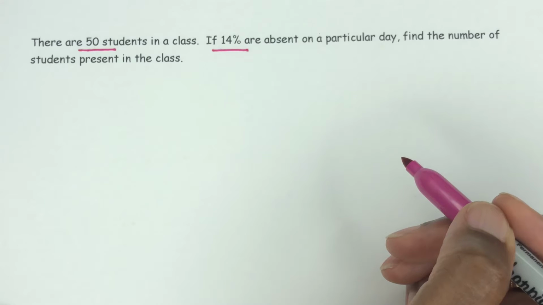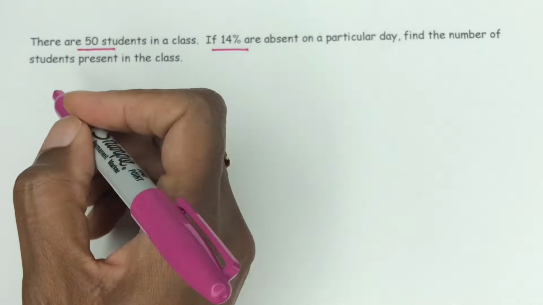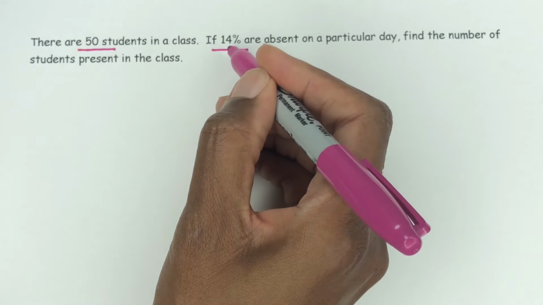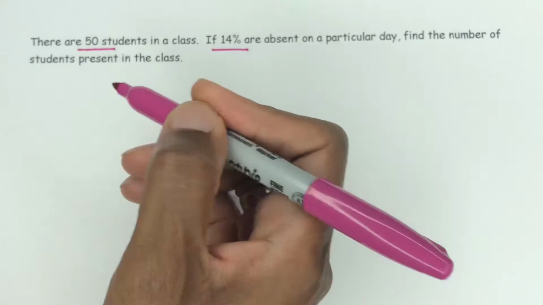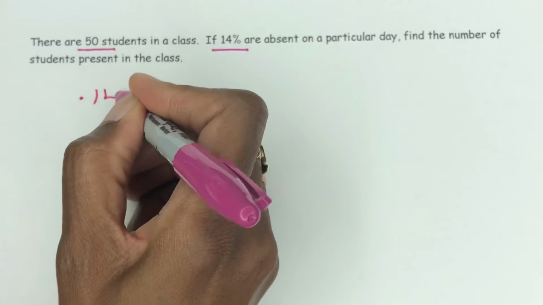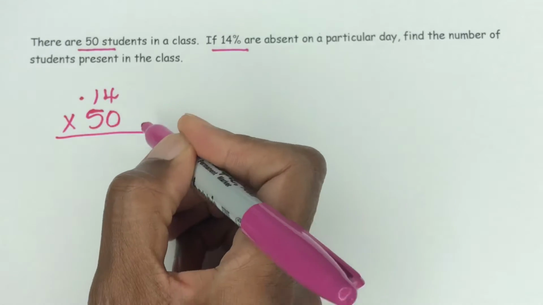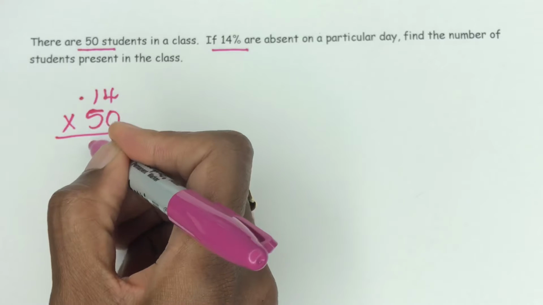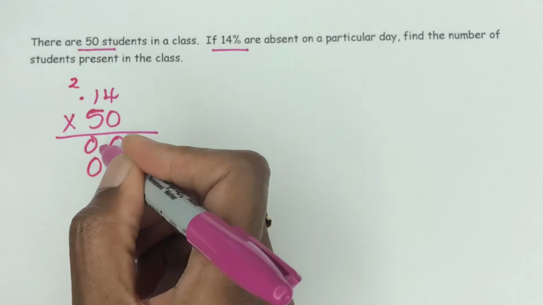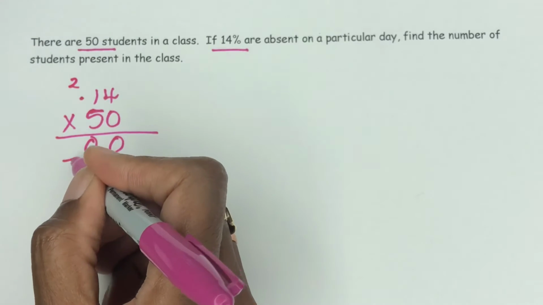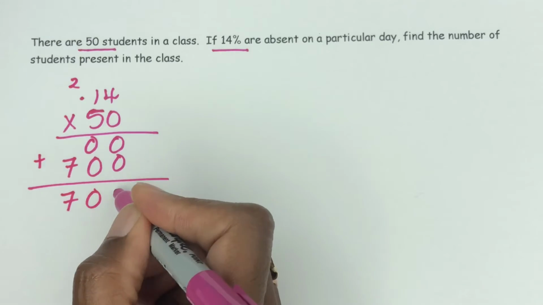Okay, so I'm going to do this in one of three ways actually, and I'll leave the trick till the end. The first way is you would usually change this 14% to a decimal, which would be 0.14, and you can multiply that by the 50. 5 times 4 is 20, and 5 times 1 is 5, and that is 7. So that would give you that when you add.